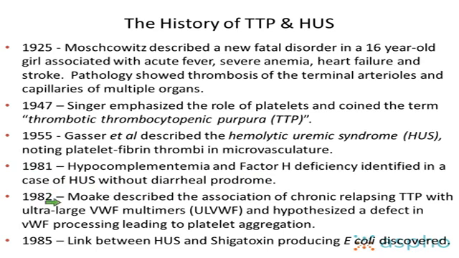Around the same time, an association was made between the entity of TTP and very large von Willebrand factor multimers, with a hypothesized defect in the processing of these multimers, leading to microvascular thrombosis and platelet aggregation. And around the same time, a link was made between HUS, particularly diarrheal prodrome-associated HUS, and Shiga toxin-producing E. coli.